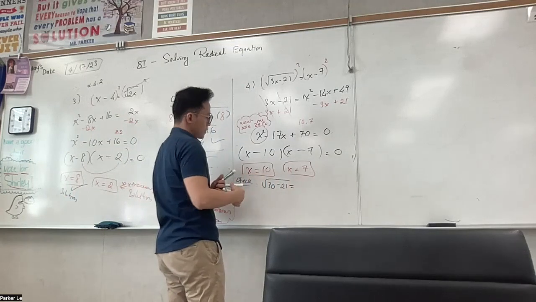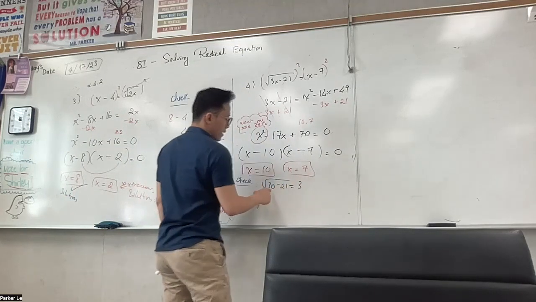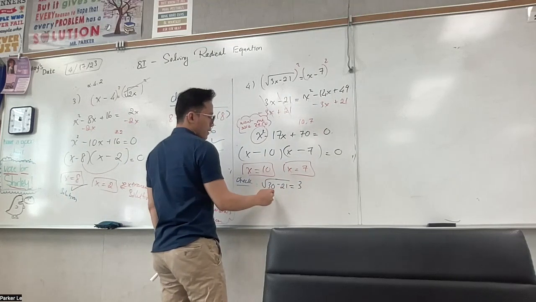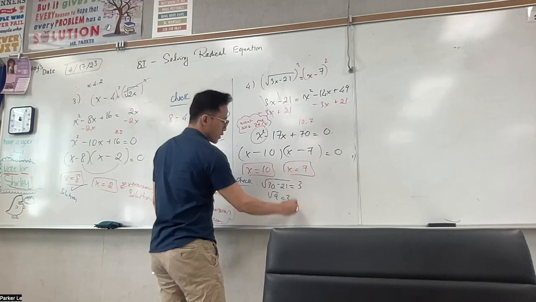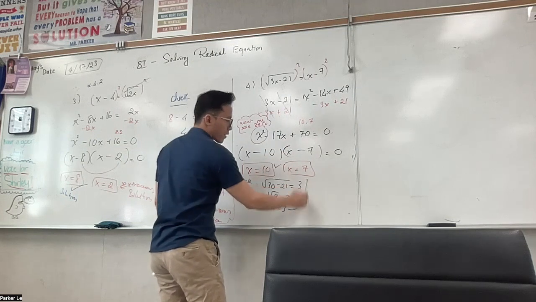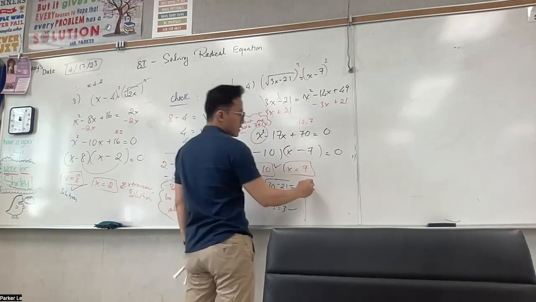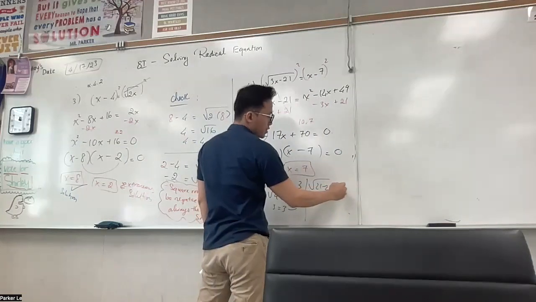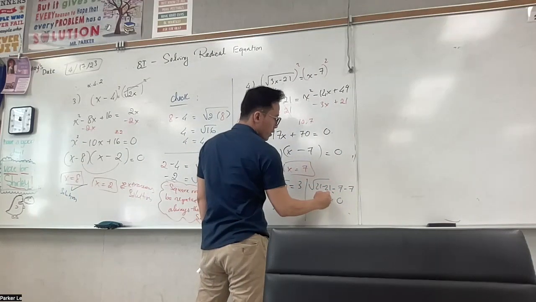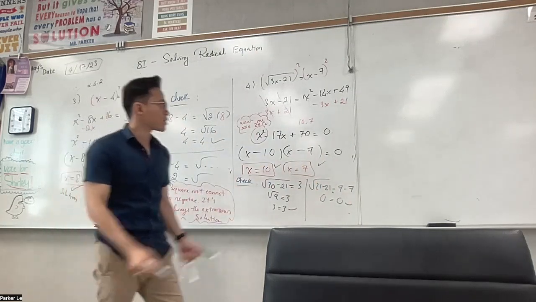Okay, you check the 10. 10 minus 7 is 3. What is 30 minus 21? 9. What is square root of 9? 3. Okay, so this is correct, 10 is correct. How about 7? 3 times 7 is 21. Minus 21 is 0. On the right side, 7 minus 7 is 0. This is good too. So 0 equal to 0. Both of them are solutions.